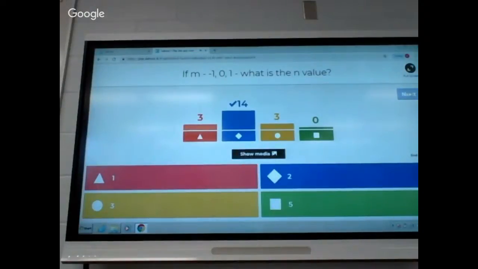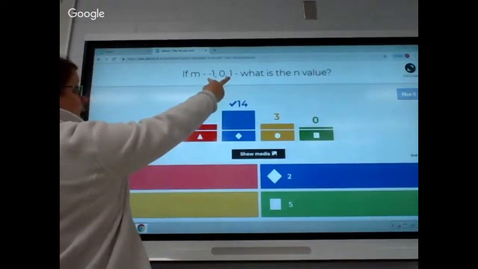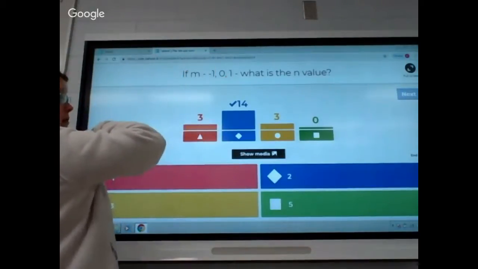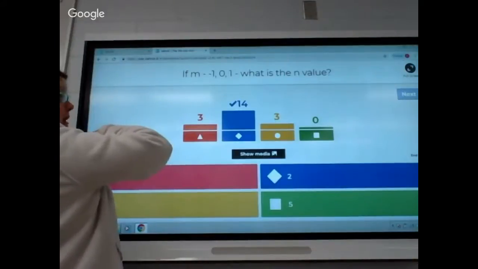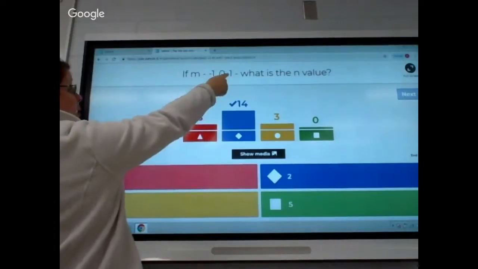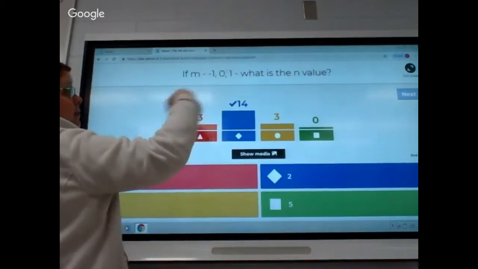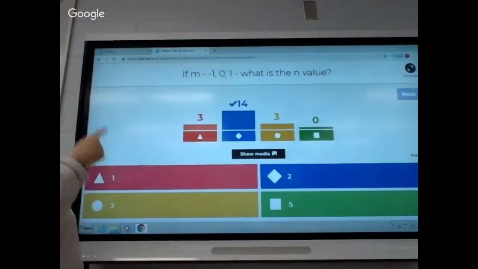If M equals -1 to +1, what's L? If you're going from -1 to +1, what's L? L is 1. Okay? So if L is 1, that means N has to be 1 more than that, which is 2. So you could have also looked at it as 1, 2, 3. How many orbitals do you have? You got 3 orbitals, which makes you a P sublevel. P sublevel means you have to have 1, 2 energy levels, which would still make you a 2.